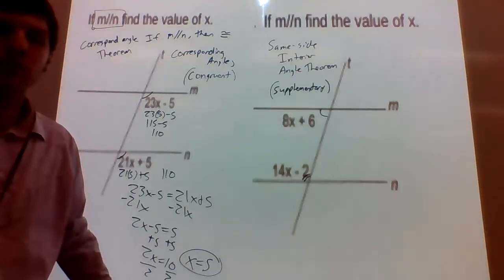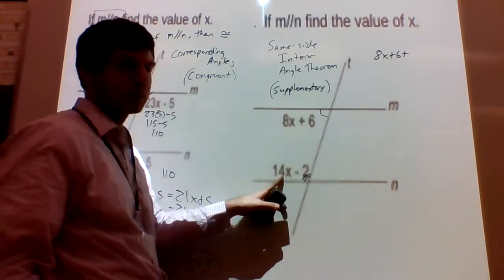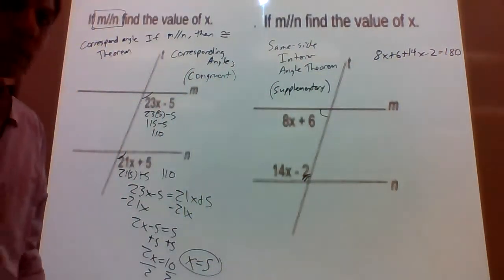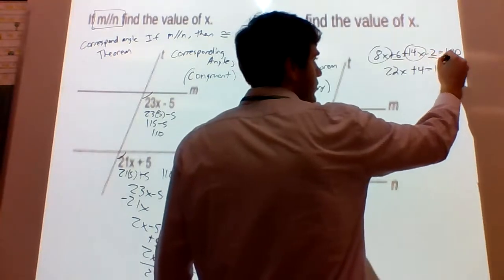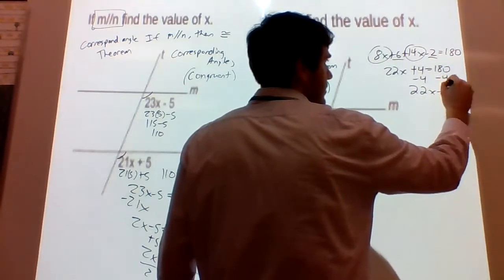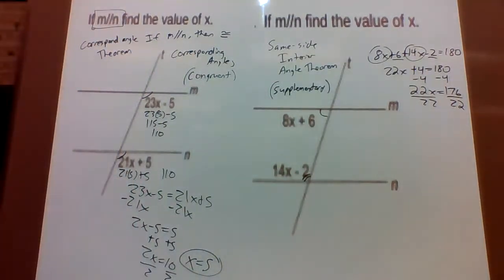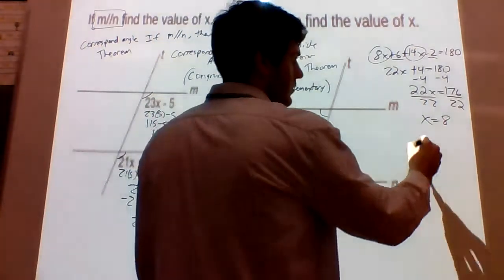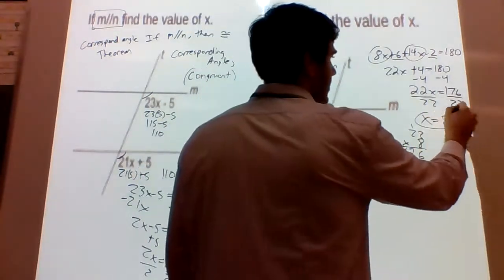So if they're supplementary, that means the angle measures add up to 180. So 8x plus 6 plus 14x minus 2 equals 180. Combine like terms, that's going to be 22x plus 4 equals 180. Subtract 4, 22x equals 176, divide by 22. This looks like 88 times 2, which is going to give us 8. X is going to be 8.